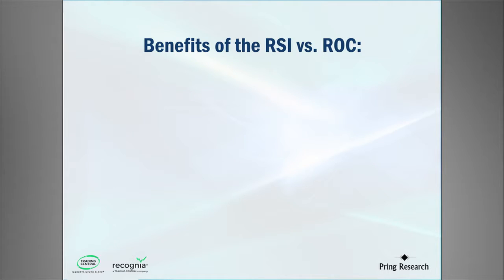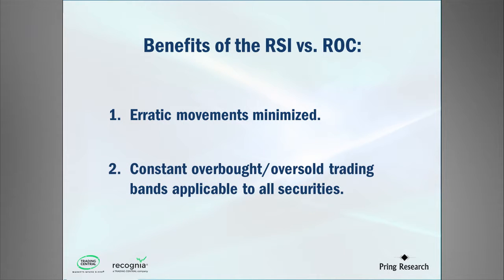When compared to the rate of change, the RSI formula aims to overcome two problems. One, erratic movements, and two, the need for a constant overbought-oversold trading band for comparison purposes. Erratic movements are caused by sharp alterations in the values which are dropped off in the calculation. For example, in a 20-day rate of change indicator, a sharp decline or advance 20 days in the past can cause sudden shifts in the momentum line, even if the current price is little changed. The RSI attempts to smooth out such distortions.